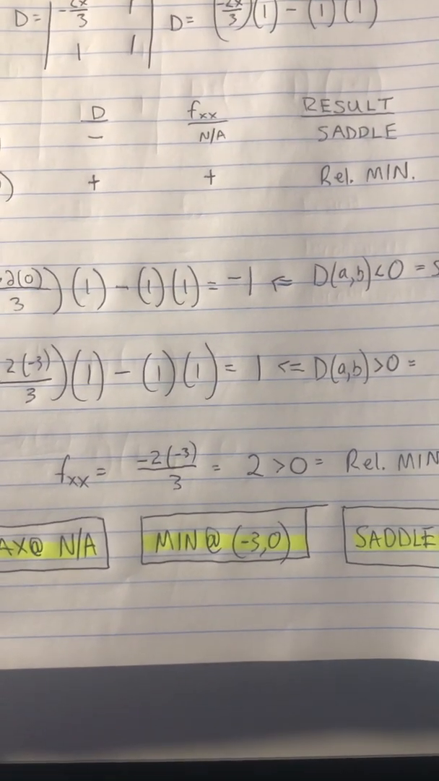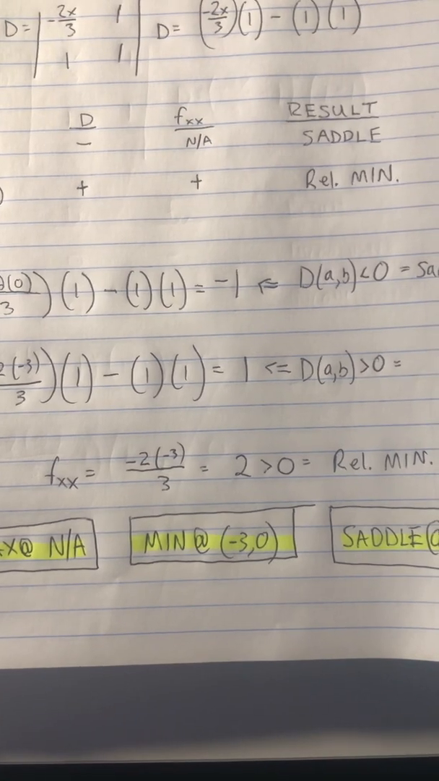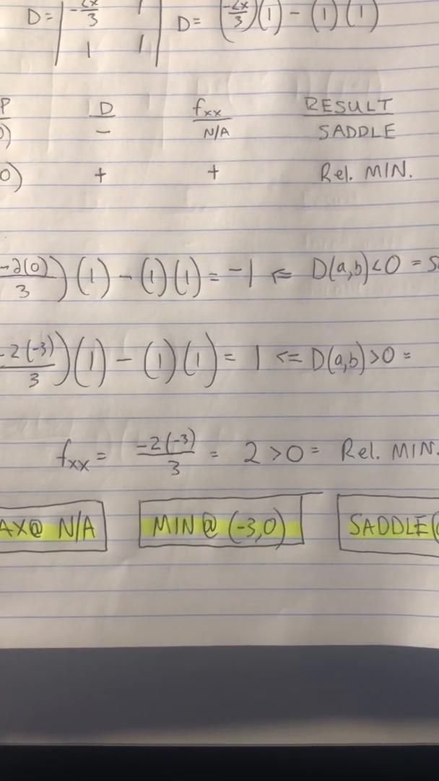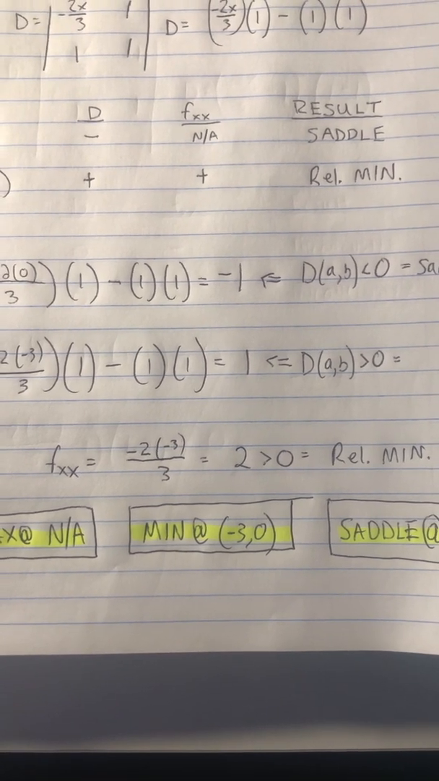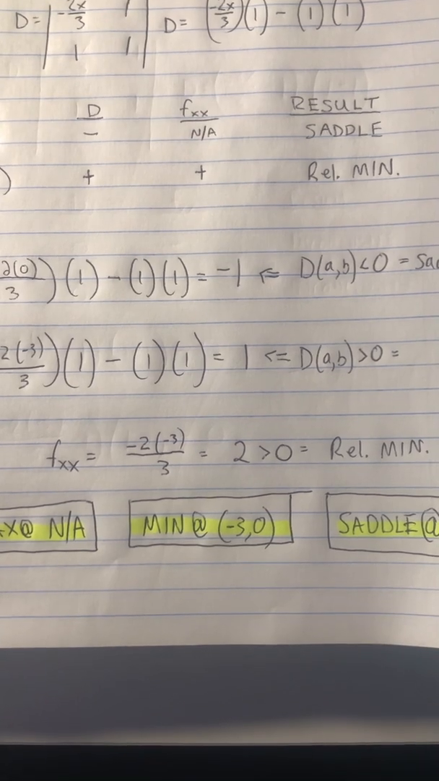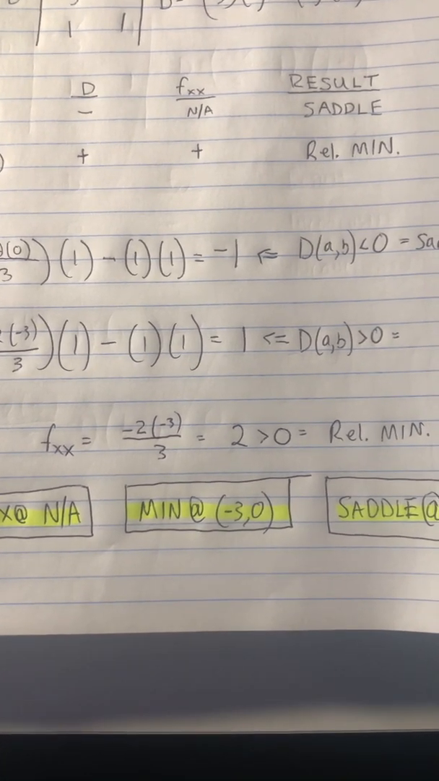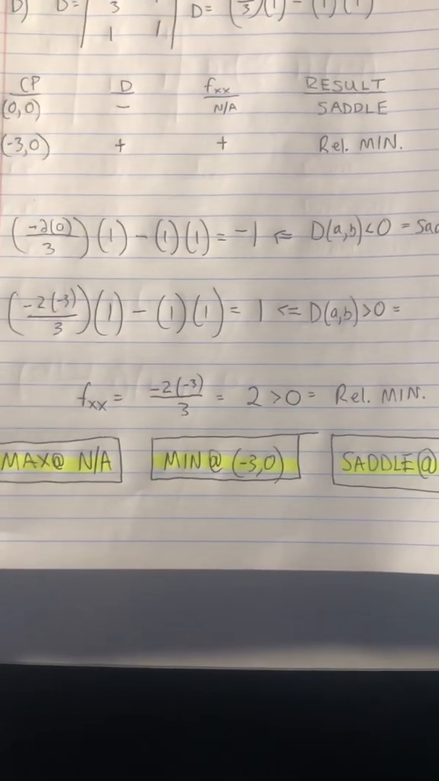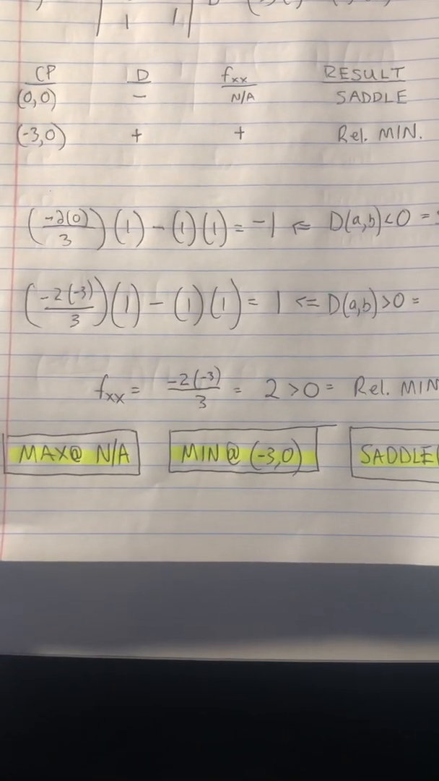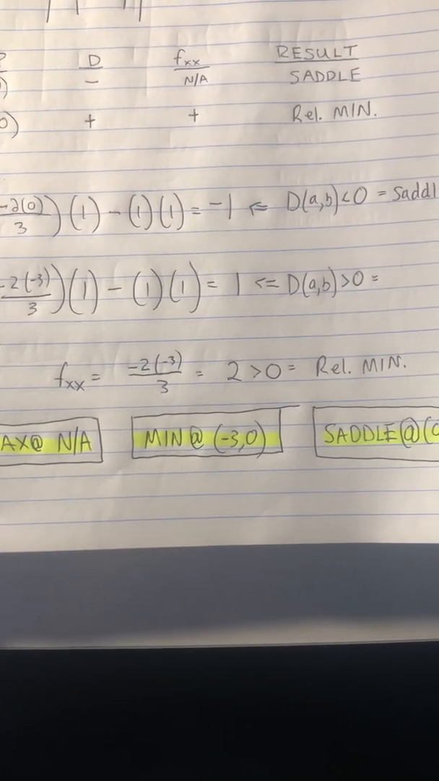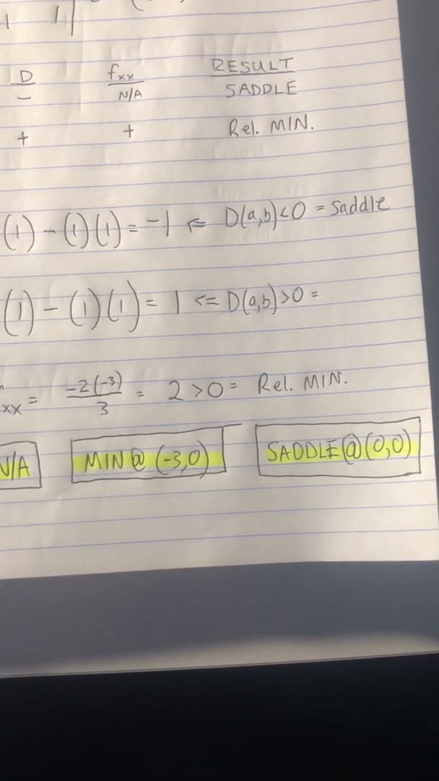Now, the determinant test says if D(a,b) is greater than 0, then we plug it in f_xx. Now, f_xx = -2x/3, and we plug in that -3 again to get -2 times -3 divided by 3, and we get 2. Now 2 is greater than 0, thus we get a relative min. So we don't have any maxes, so there's going to be no relative maxes. There's going to be a relative min at (-3, 0), and then there's going to be a saddle point at (0, 0).